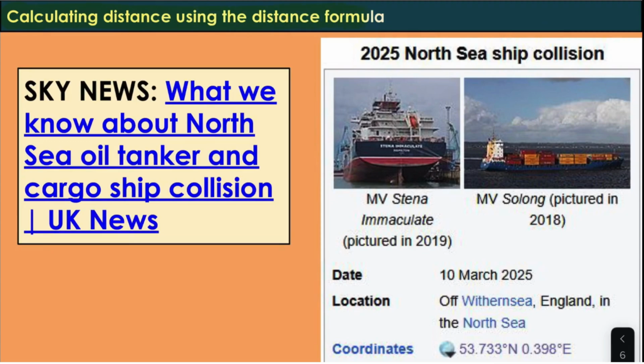Learn how to calculate distance using the distance formula. We start with a massive catastrophe. On the 10th of March 2025, there was a massive North Sea ship collision. This happened off Withernsea, England, in the North Sea. The coordinates of the collision are seen at the bottom. We will now take a quick look at a brief video clip showing what happened in this massive ship collision.